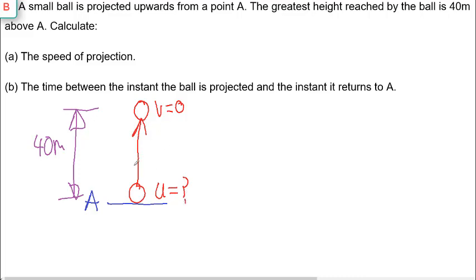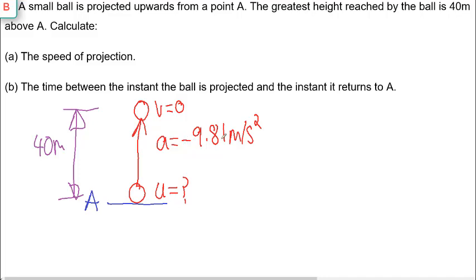And we also know, since the only force acting is gravity, there's no mention of air resistance here, that the acceleration must be equal to minus 9.81 meters per second squared, which is the acceleration due to gravity. It's negative because we're throwing it up and it's slowing down. Retardation, or slowing down, or deceleration, is a negative acceleration.